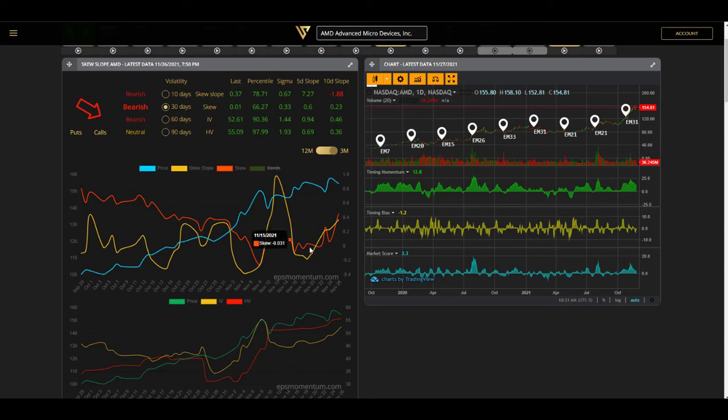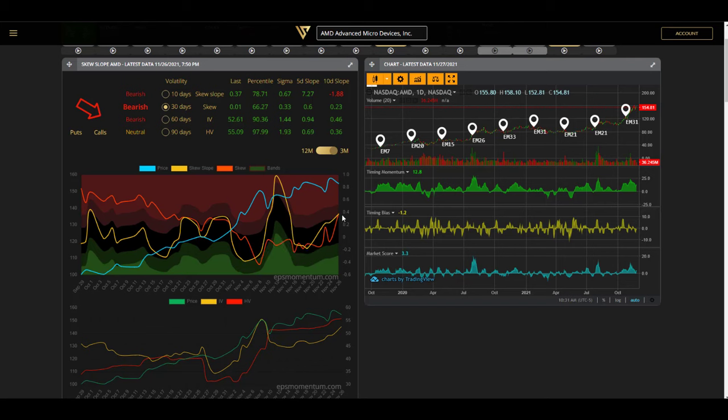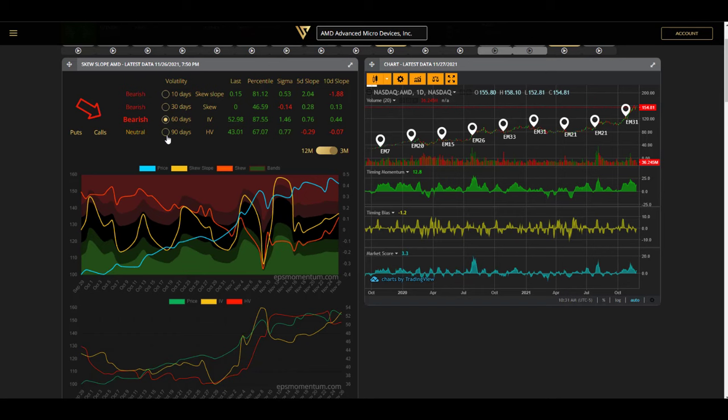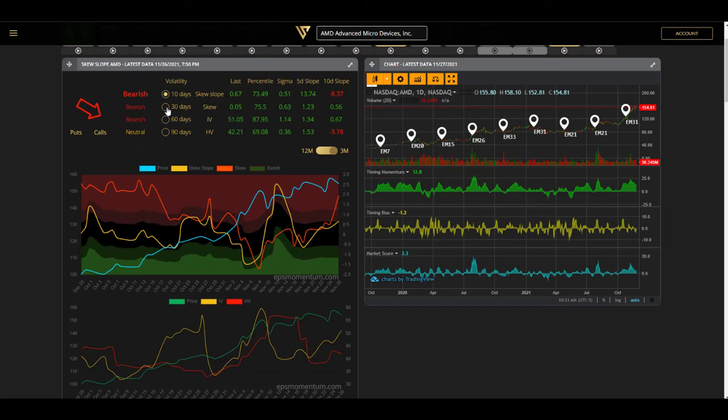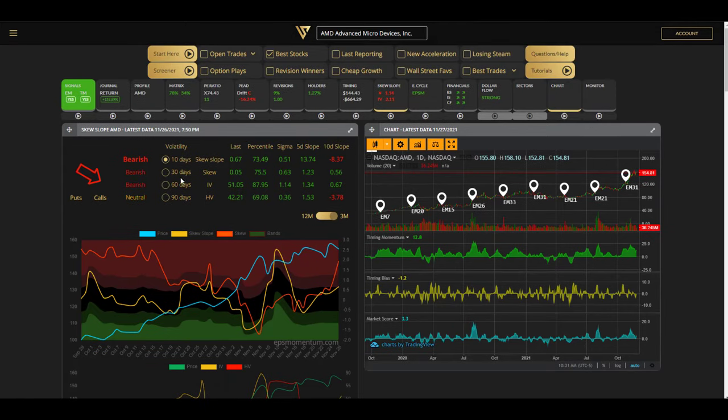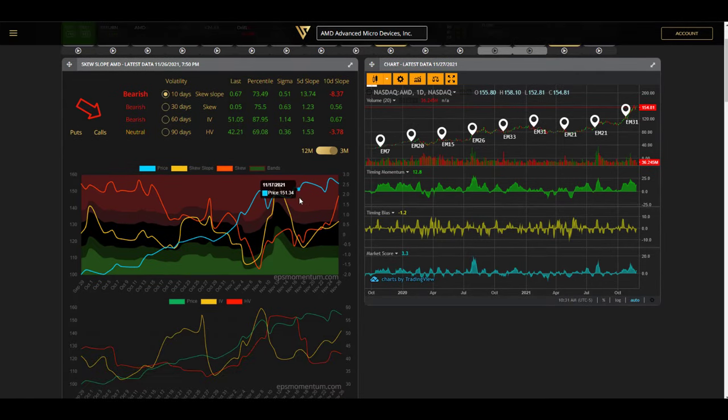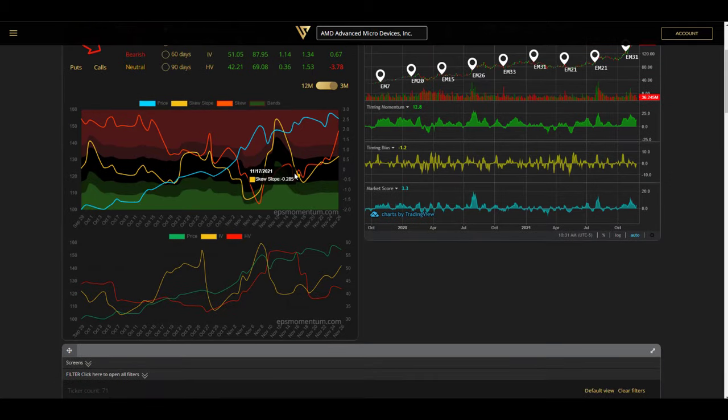If you look, the slope is up. And the bands are here to tell you where the slope is, and tells you that it's kind of not a good one, right? It's going into the red territory, so it is bearish. You can do that on the 60-day, 90-day, or 10-day volatility point on the curve. So this is extremely powerful, and you can search on the screener for all these values to help you identify which one is best.